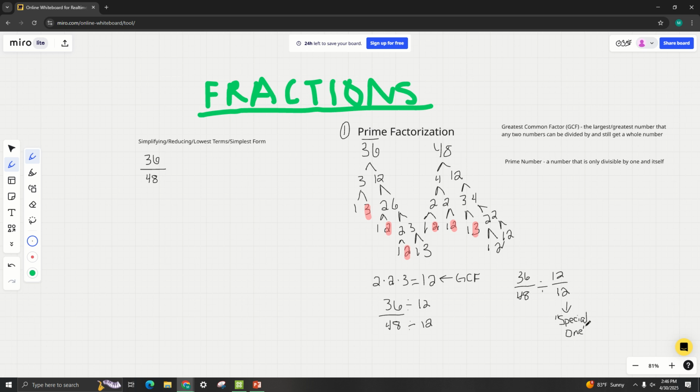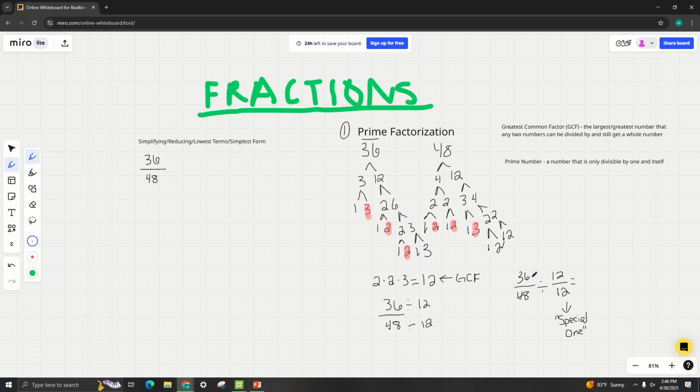This is a special 1. I'm not changing the value of 36/48, I'm just changing how it looks. And when I divide something by 1, I keep the value of it. So in this scenario, I'm just reducing, I'm simplifying, I'm getting my numbers into their simplest form, their lowest terms, by dividing by a special 1.